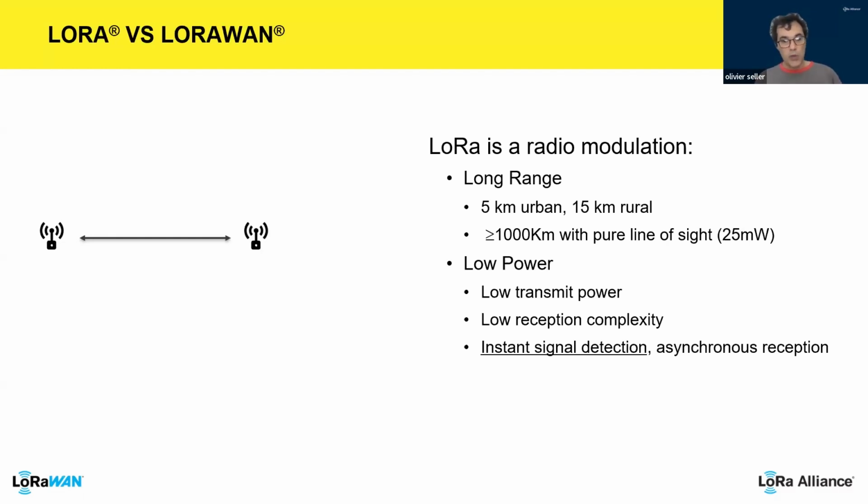On the low power side, first of all, the transmit power is low. One of the reasons is that LoRa is a constant envelope modulation, meaning the amplitude of the signal is kept constant throughout any transmission. That allows an efficient use of the radio power amplifiers.